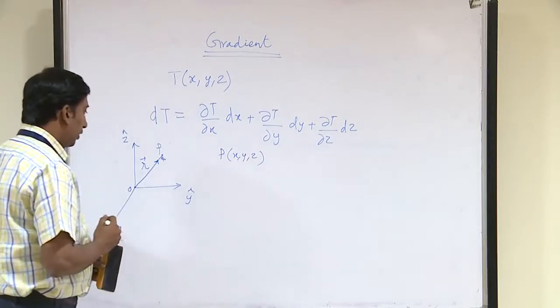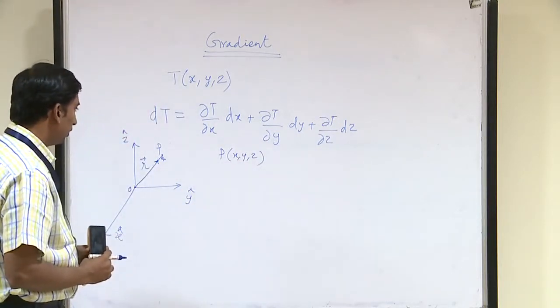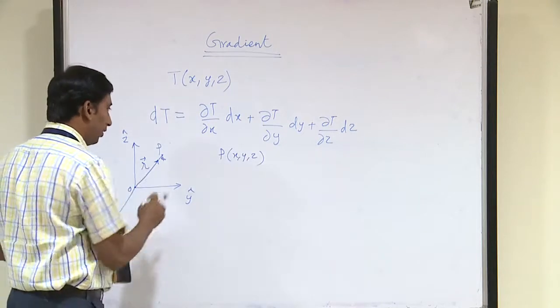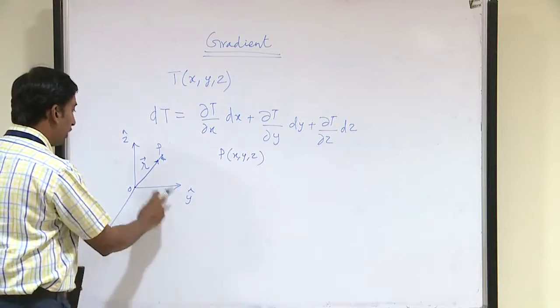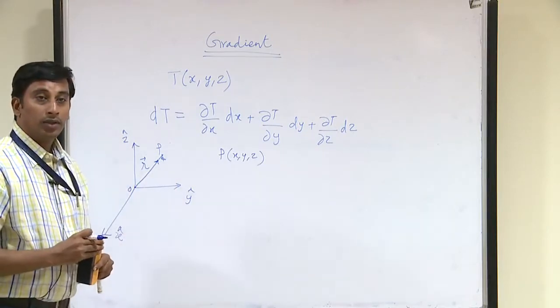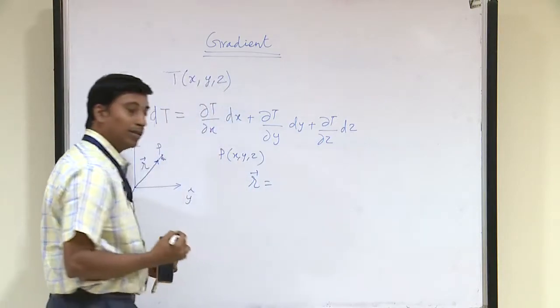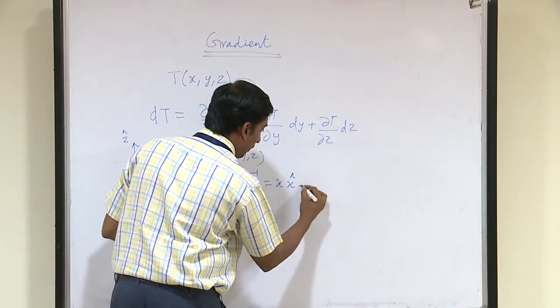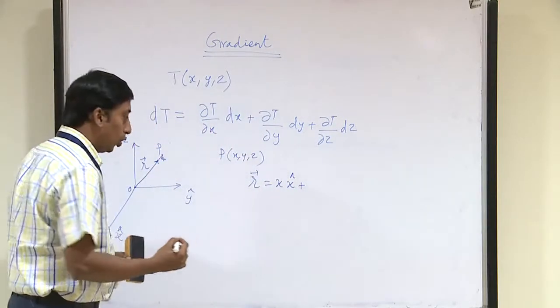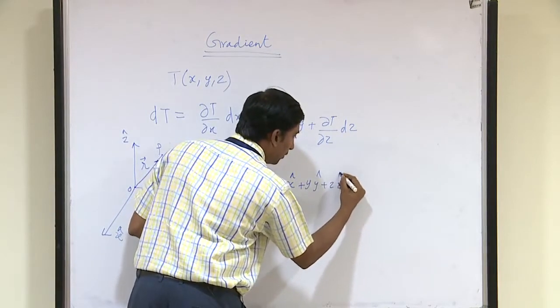So if x, y, z are the components of this vector R, then what will be the expression for R vector in terms of x cap, y cap and z cap? That will be R vector is x into x cap plus y into y cap plus z into z cap.